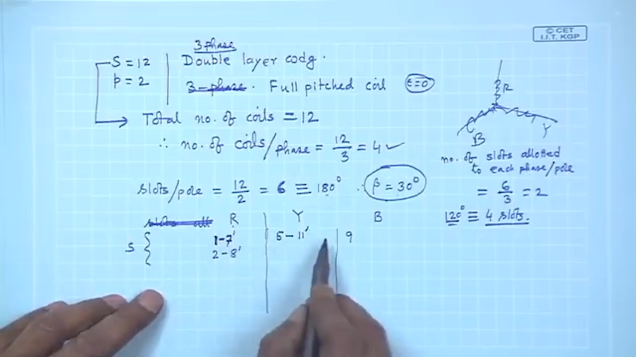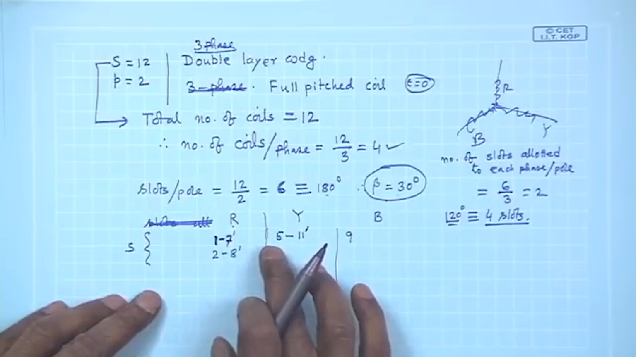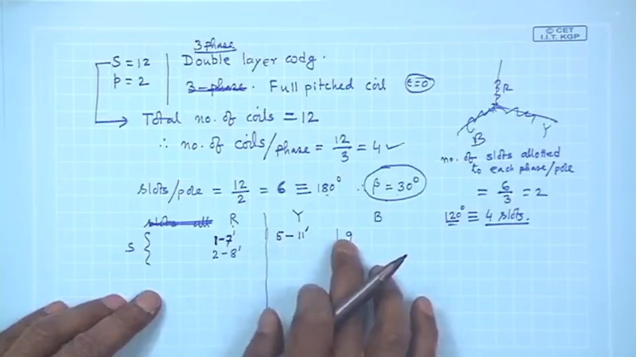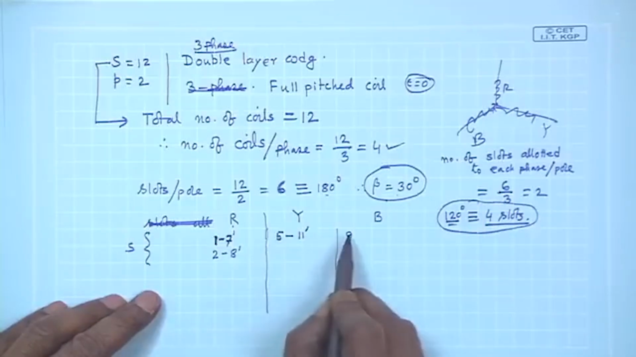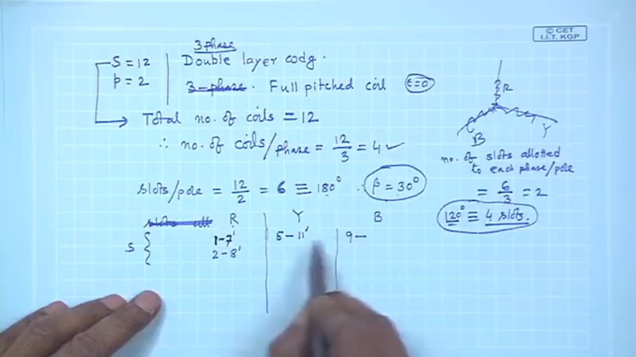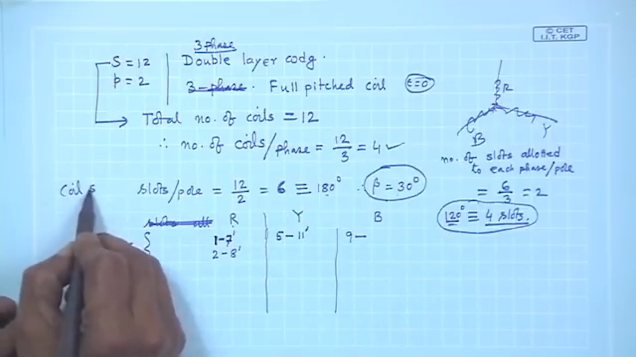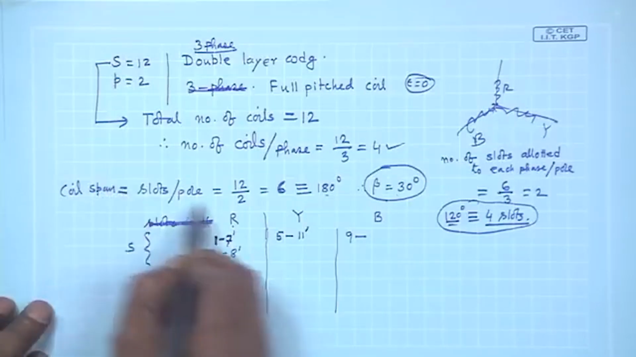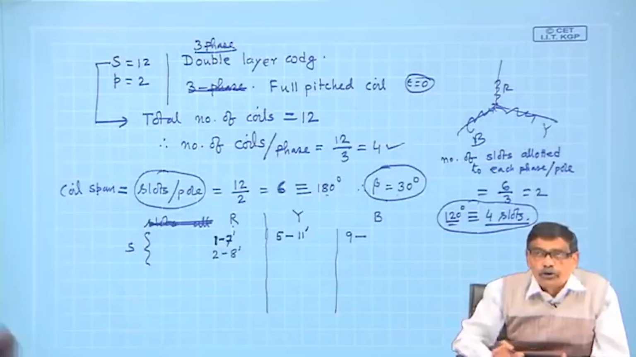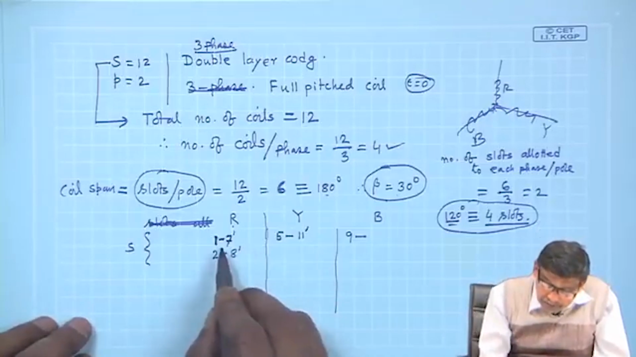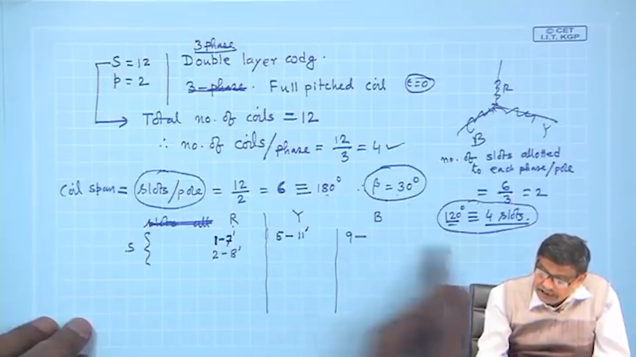Okay. So, this is the thing. Similarly, B phase will start from Y phase after 120 degree, but 120 degree corresponds to 4 slots. Therefore, it should be 5 plus 4, 9, and coil span is 6 all the time. So, this is equal to the coil span, the slots per pole, and a full pitched coil I am using, no question of short chording the coil. Therefore, it should be 1, 5 and 9, then add 6 to it, you get 15 dashed.